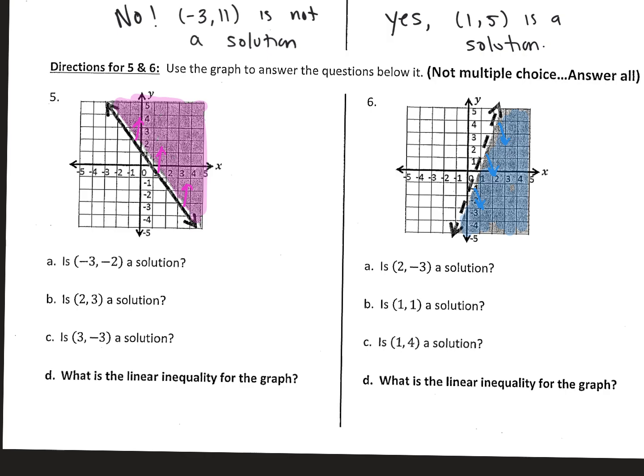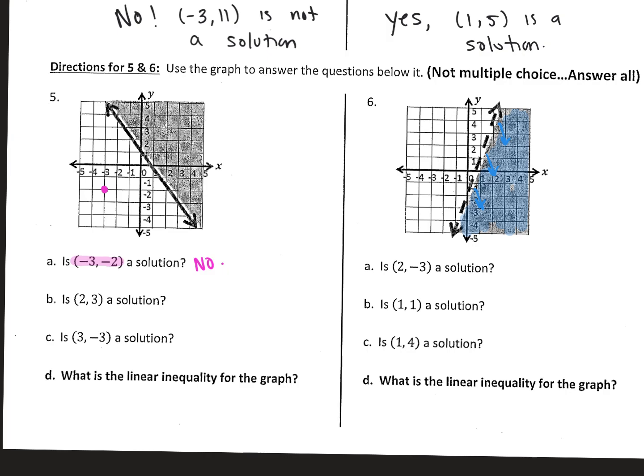So when we're checking to see if points are a solution to our inequality, and we're given the graph, I don't have to go through all that work of plugging in my x and y value. What I can do is just check if that point is on the shaded part of my graph. So if we're looking for negative 3 comma 2, on my graph, negative 3, negative 2 is right here. That is not on the shaded part of my graph, so that is not a solution.